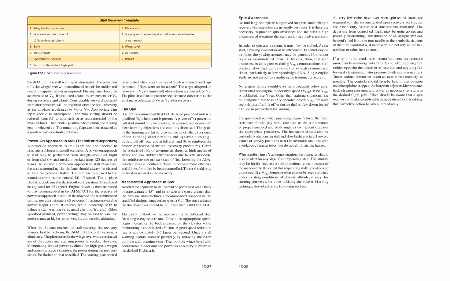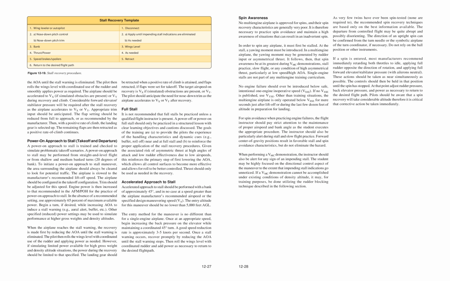Accelerated approach to stall. Accelerated approach to stall should be performed with a bank of approximately 45 degrees, and in no case at a speed greater than the airplane manufacturer's recommended airspeed or the specified design maneuvering speed, VA. The entry altitude for this maneuver should be no lower than 5,000 feet AGL. The entry method for the maneuver is no different than for a single-engine airplane.